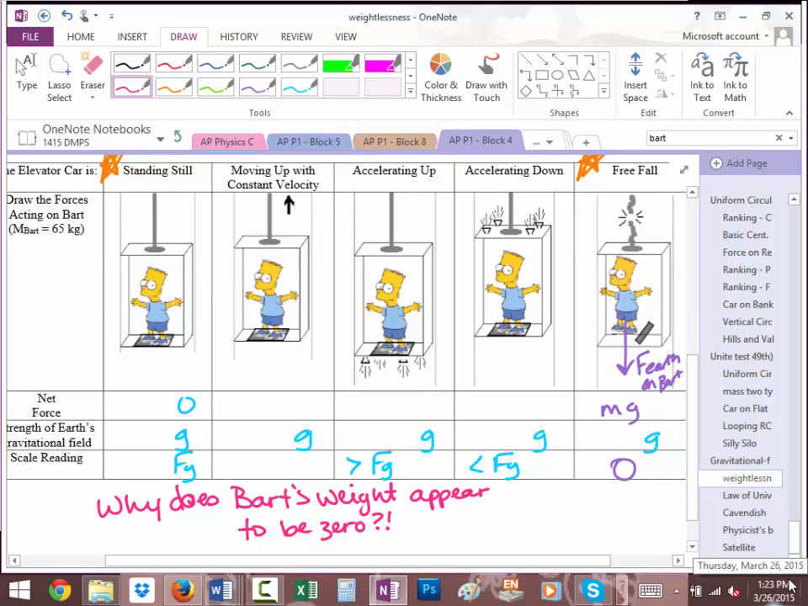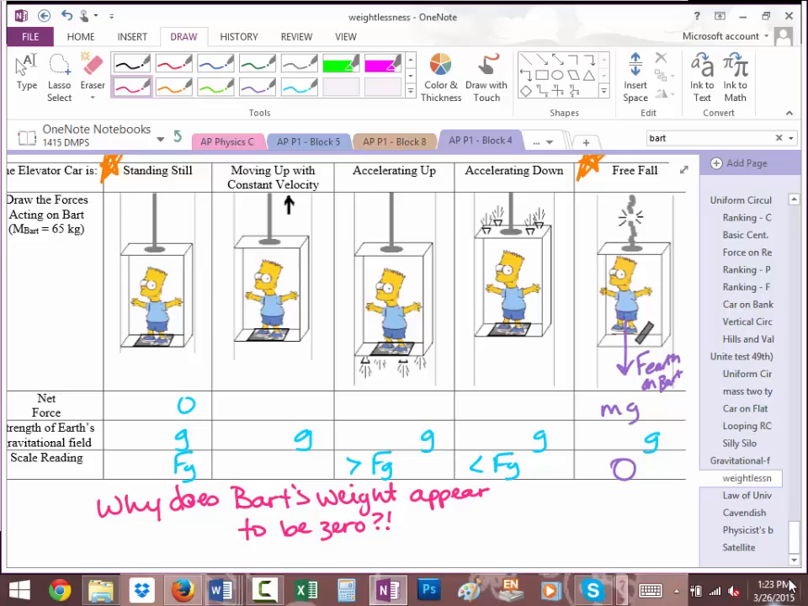So, here's my question for you. Has Bart's weight changed in any of these scenarios? No. Here he has the same weight that we think he does, or it measures the same. Here he's got more or less. He's heavier than we think. Here he's less. Here he's a lot less, right? What is that called if you don't have any weight? That would be like... 0 gravity.